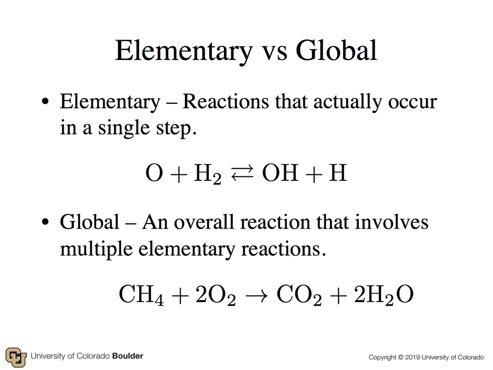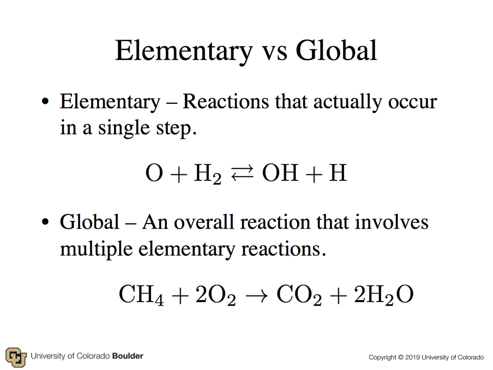Now, it's important to recognize that one sees two types of chemical reactions written. The first is what's called an elementary reaction. An elementary reaction is one that actually occurs in a single step. So the example here is an O atom colliding with a hydrogen molecule and knocking one of the hydrogens off of the H2, and oxygen attaching in its place, so you form OH plus H.